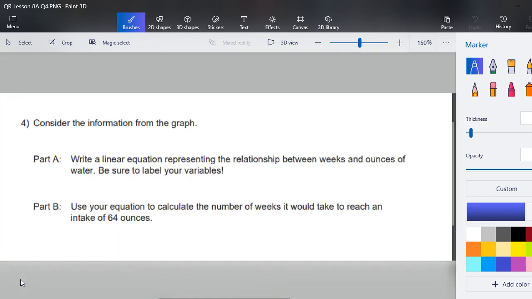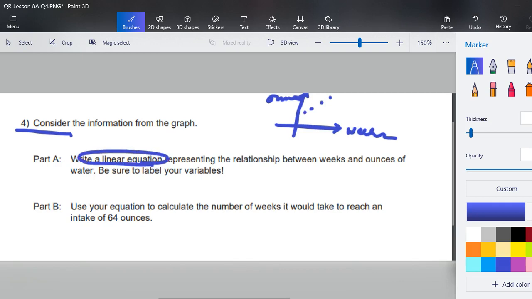So in question 4, and again, if you have not been hitting pause and completing the questions before watching the video, stop right now, go look at least at question 4 and maybe further, and then come back and let's work this together. This says, consider the information from the graph. When we were looking at the graph, we had weeks and we had ounces. And then we had our dots going up like this. It says, write a linear equation that represents the relationship between the weeks and the ounces of the water. Be sure to label your variables.